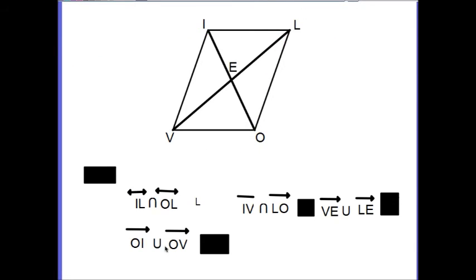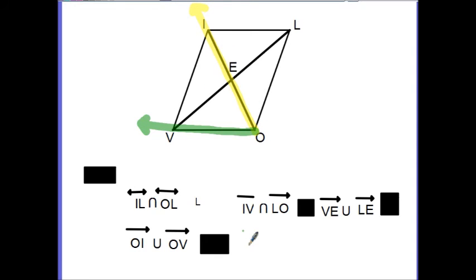The next one we're going to do is this one below. We want the union between ray OI and ray OV. So let's trace that over. OI starts at O and goes towards I forever. And the next one that we have is ray OV. It starts at O and goes towards V forever. Now if we were to combine these, we would end up with an angle. There are two rays with a common endpoint.